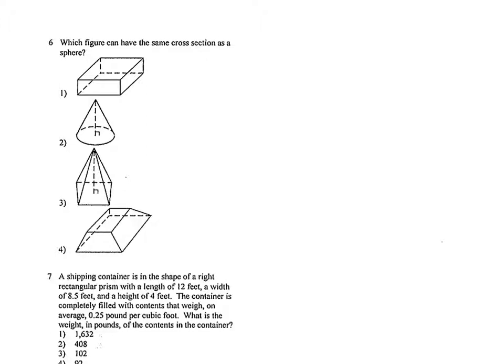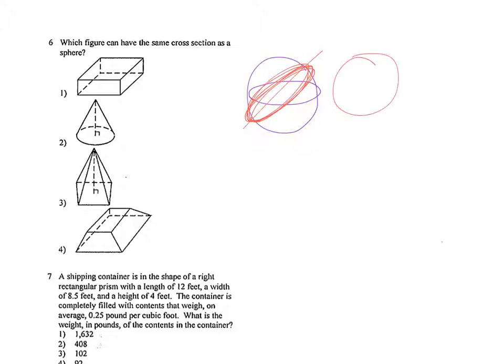Number 6 says, which figure can have the same cross-section as a sphere? A sphere is like that basketball shape. If we talk about a cross-section, it's as if we are a ninja slicing through it, and I want to know what shape it is when I pull it out. When I pull out that shape I just outlined in red, it is a circle. If I were another ninja and I slice through it vertically, this shape, again, would be a circle. So no matter which way I slice this sphere, I always result in a circle.